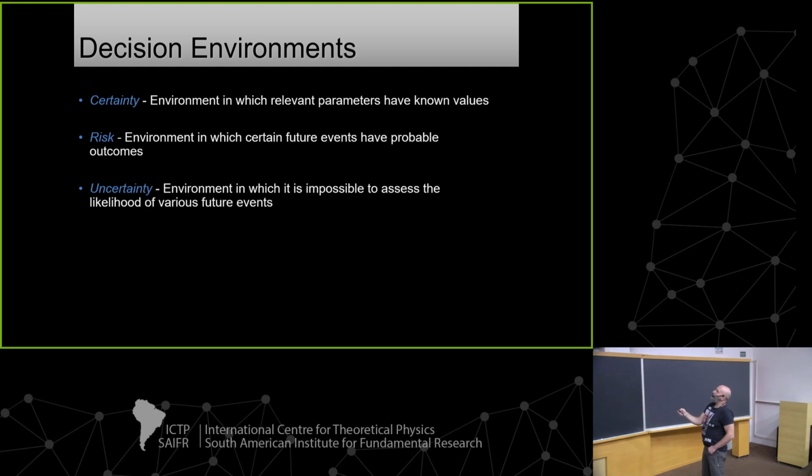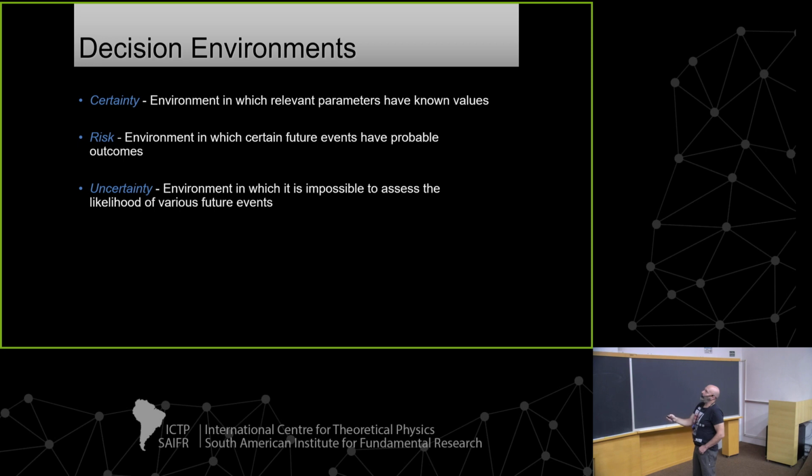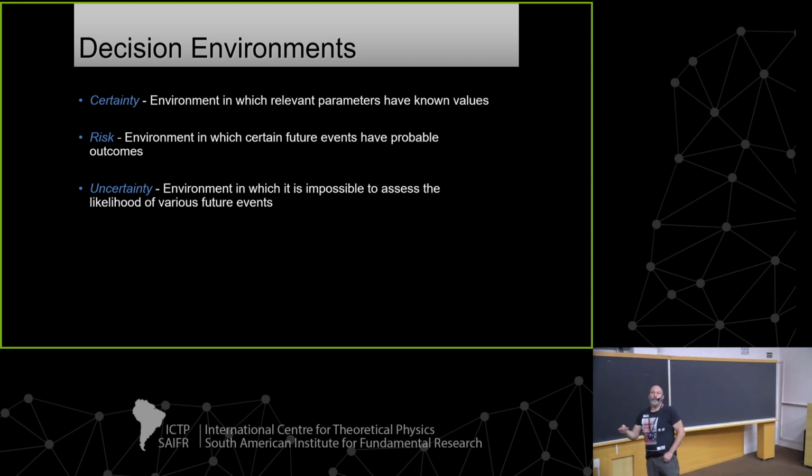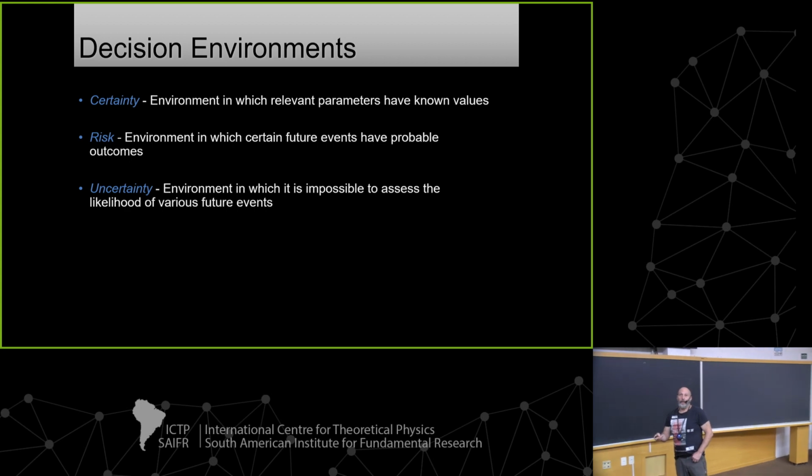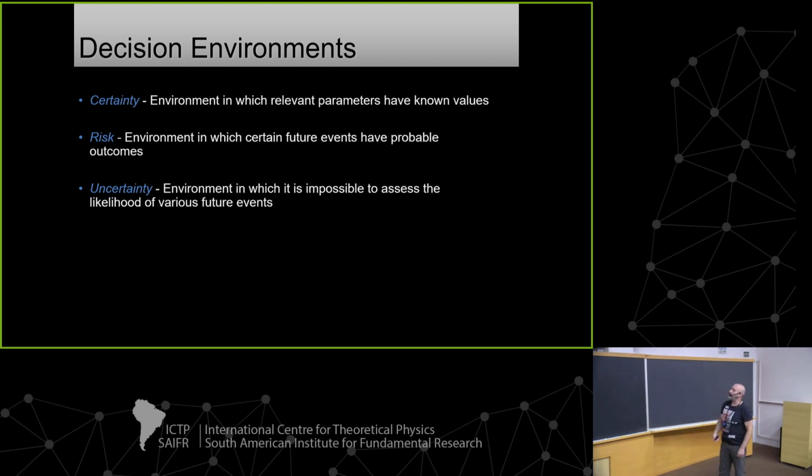Certainty is an environment in which the relevant parameters have known values, but risk is when there are some future events that have probable outcomes, but I don't know exactly what is going to happen. There is a probability, and there is an assumption of the probability. And I behave by maximizing or minimizing the risk in terms of these probabilities. Sometimes I know the probabilities. Even if I know probabilities, the scenario is not deterministic, because it is a probabilistic scenario. And sometimes I don't even know the probabilities. I will talk about these scenarios in the next slides.